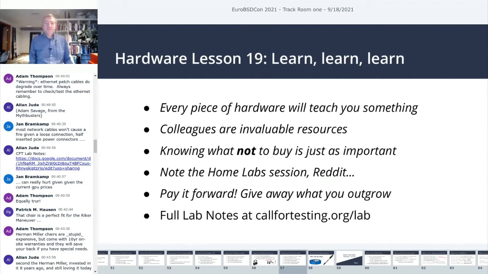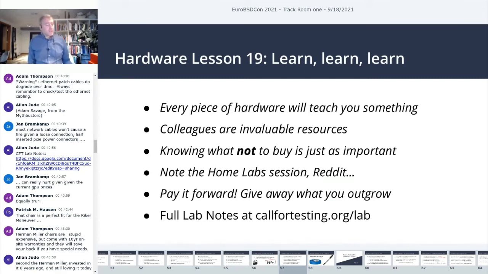Everything will teach you something, even that big old thing you tear apart because it's dead, and you just see how things are laid out and what screws they use. Go for it. Colleagues are fantastic. The hallway track is invaluable. Folks like Alan who just chatted is like, oh, well, I use this KVM and this whatever. Just milk your colleagues for information. They're brilliant and they're sharing, and share what you've learned. It's a two-way street.